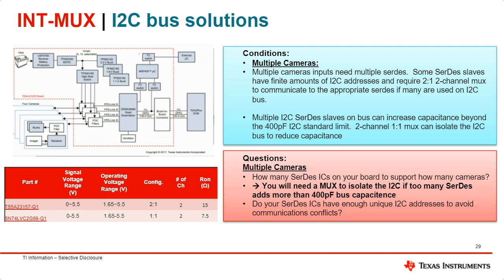Also, when you have a lot of SerDes ICs on your I2C bus, they might not have enough unique addresses. To avoid communication conflict, a MUX can also be used to solve that issue. As you can see in the bottom left, there are two devices that are suitable for I2C applications.